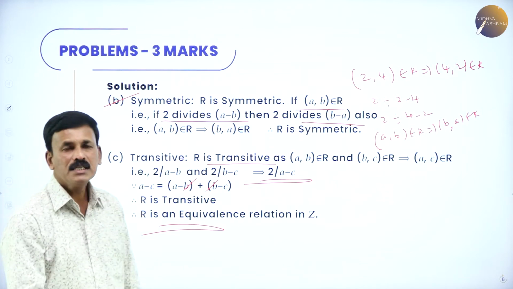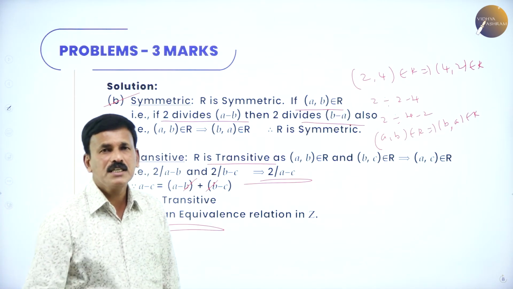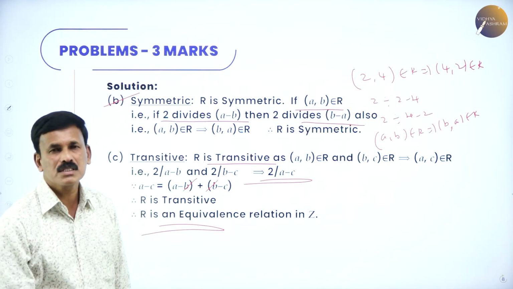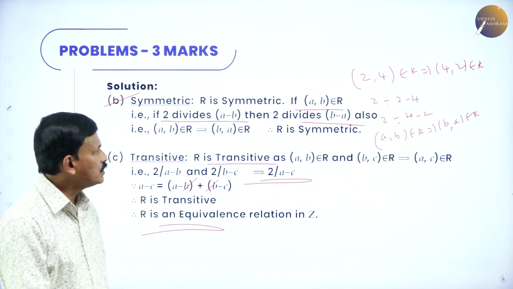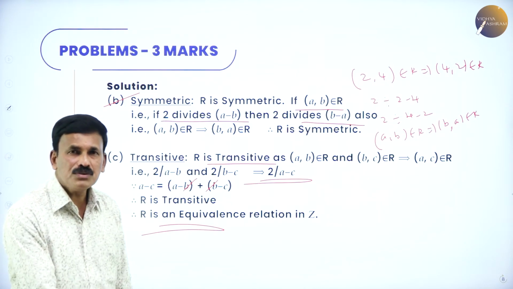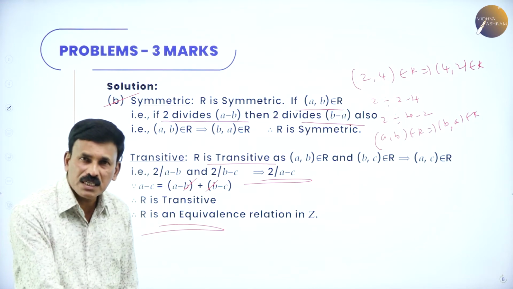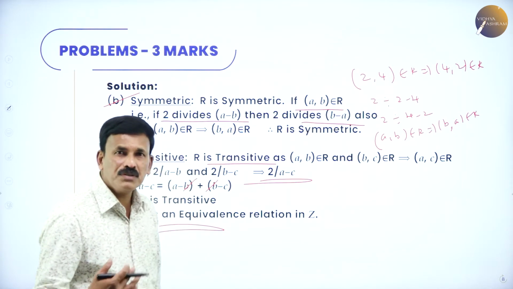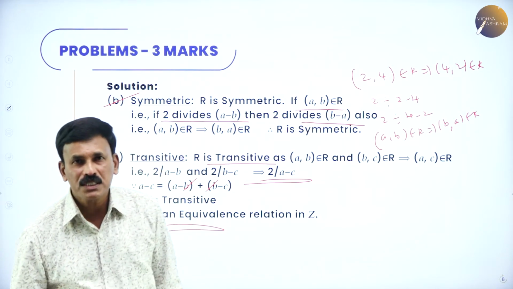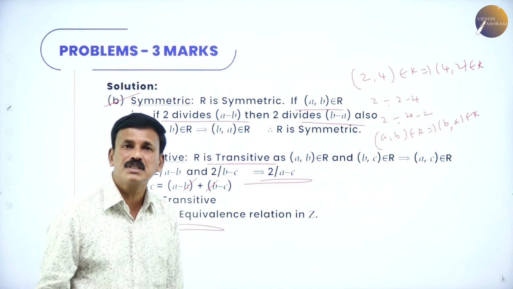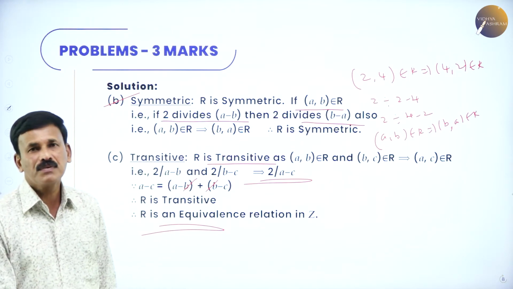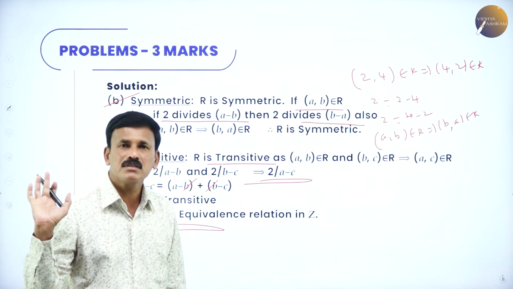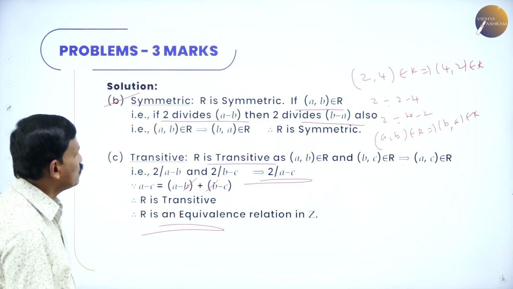So hence this is an equivalence relation. Hence R is an equivalence relation. It is reflexive, symmetric and transitive. 2 divides 0, therefore it is reflexive. 2 divides A minus B implies 2 also divides B minus A, therefore it is symmetric. 2 divides A minus B and 2 divides B minus C, definitely 2 also divides A minus C, therefore it is transitive. Reflexive, symmetric and transitive, therefore it is an equivalence relation. Very simple, that's all. Now let us come to the similar type of problem.